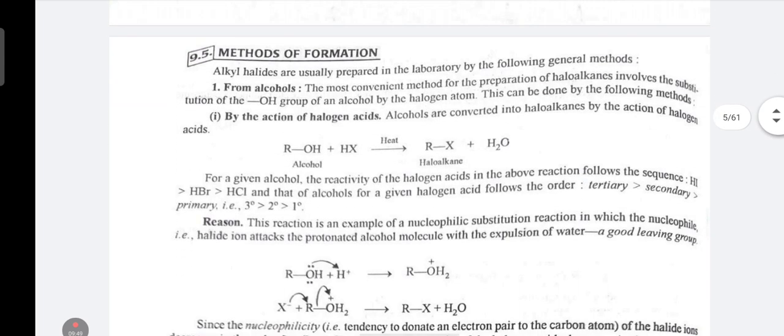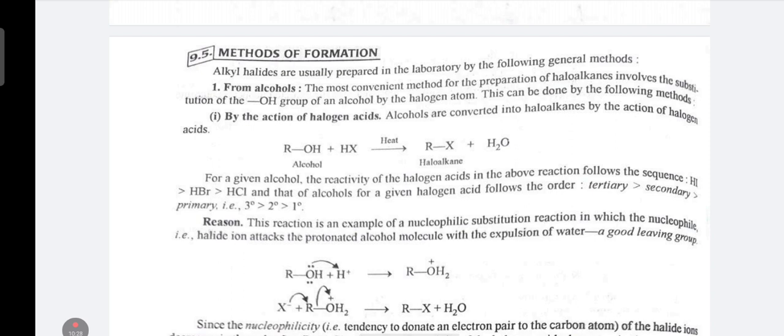Method of formation. Alkyl halides are usually prepared in the laboratory by the following general methods. Firstly, we will discuss their preparation from alcohol. The most convenient method for the preparation of haloalkane involves the substitution of the OH of an alcohol by a halogen atom. This can be done by the following methods. The first one is by the action of halogen acid. Alcohol is converted into haloalkane by the action of halogen acid.